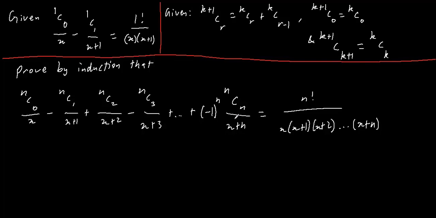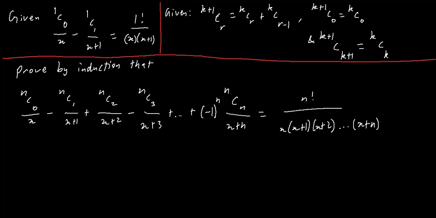Alright, so we are asked to prove, given that nC0 over x minus nC1 over x plus 1 up here is equal to n factorial over x groups of x plus 1. This was proven on a previous question. And these are some facts that we are given.